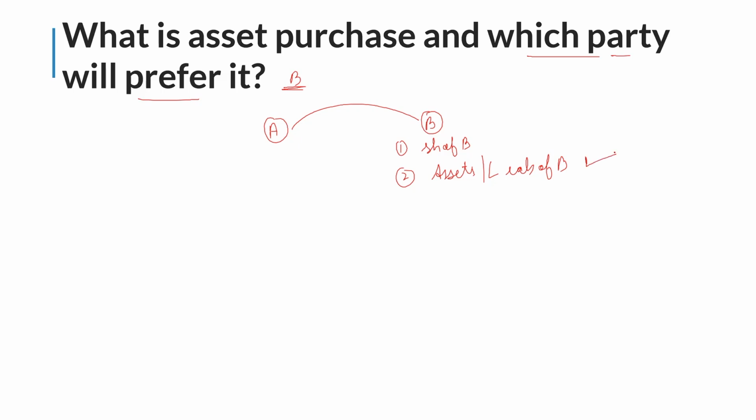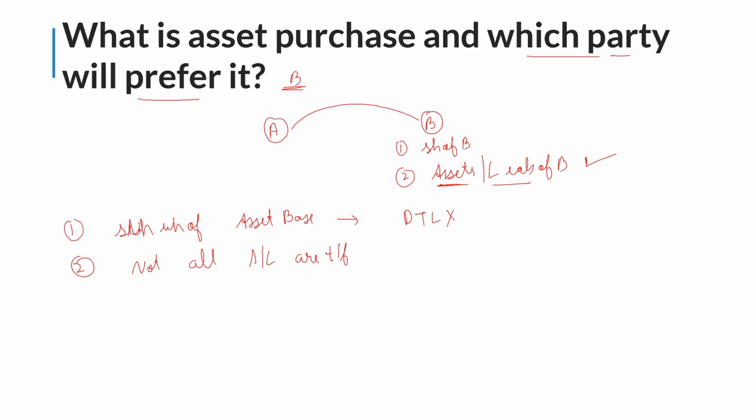So in this case, if I am buying assets and liabilities of B, first of all, there will be a step up of asset base. That is, whatever the book values are, they will be brought to fair market values, and using this step up, I can claim more depreciation in my books of accounts in the upcoming years. So DTL is not created, number one. Number two, all the assets and liabilities need not be transferred. So only selective assets, whatever the buyer wants to pay for, will be paid for. So not all assets and liabilities are transferred, and the buyer will prefer it. He can be selective and pay for whatever he wants to pay for, right? Seller is taxed twice.